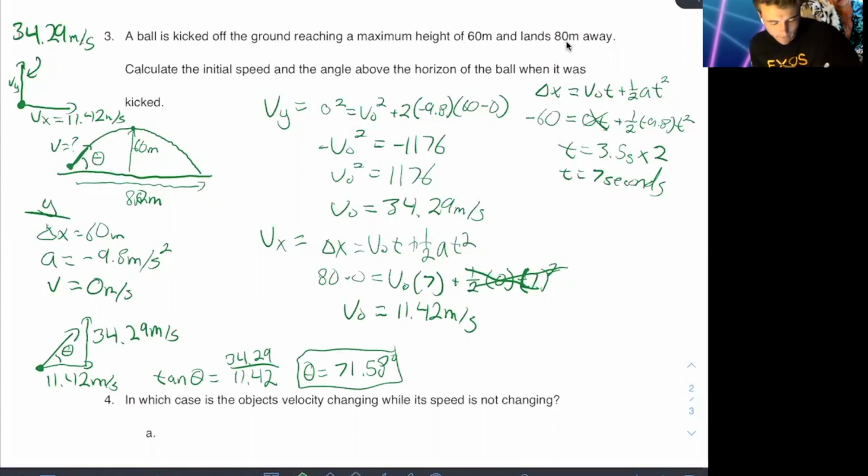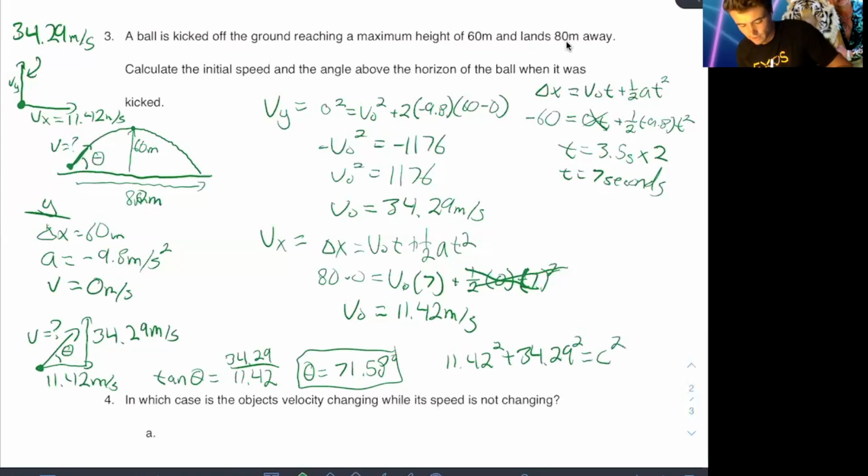Now we've got to find what the velocity is here. We could just use the Pythagorean theorem, a squared plus b squared equals c squared. So 11.42 squared plus 34.29 squared equals c squared. And then when you solve for c, what do you get?